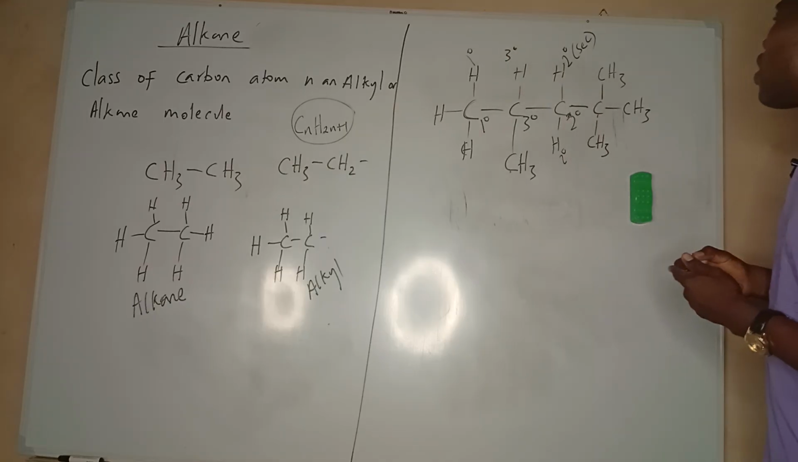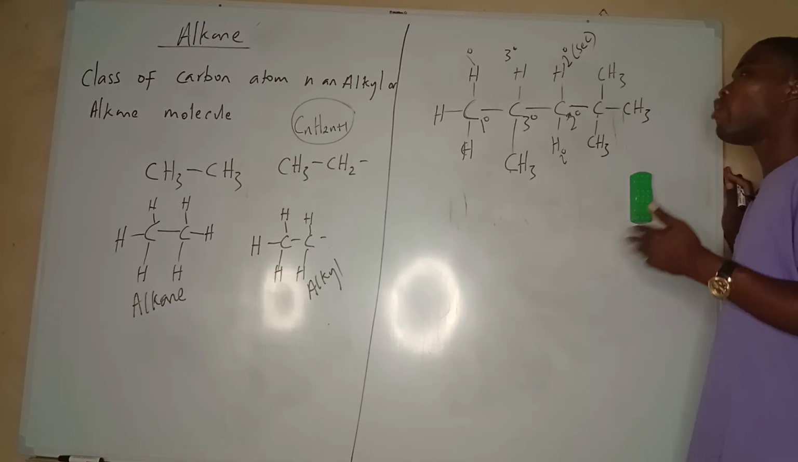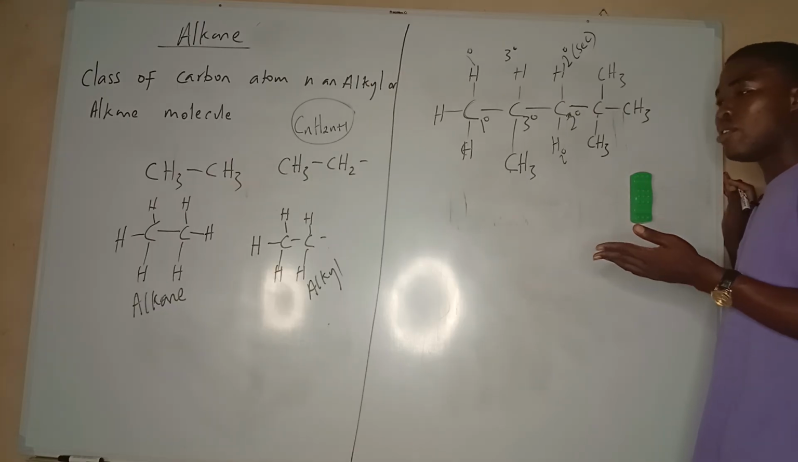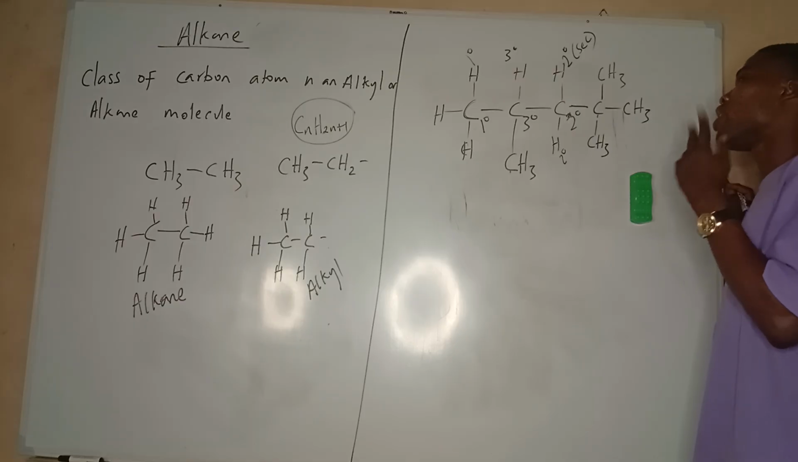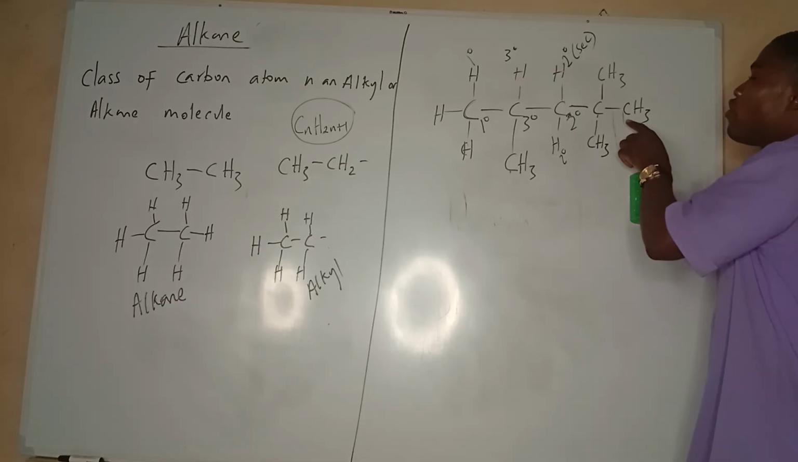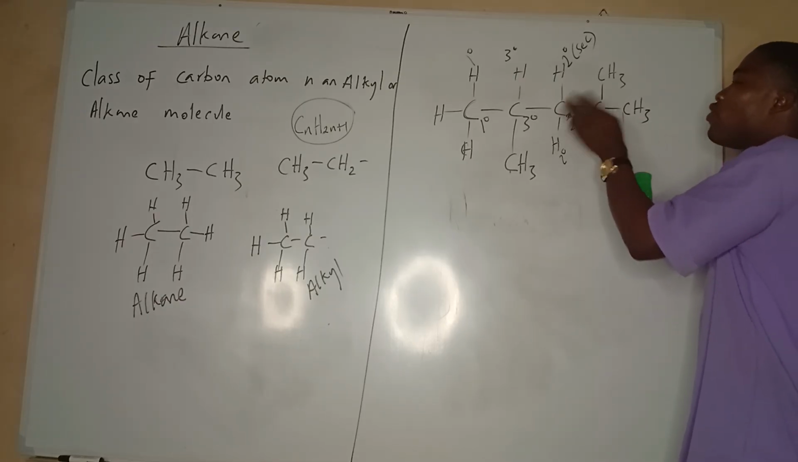Now, there are usually no 4 degree hydrogens. So there's not like a 4 degree hydrogen. But let me just quickly explain 4 degree carbon. What is a 4 degree carbon? Now, 4 degree carbon is simple. A 4 degree carbon is when a carbon is attached to four different carbons.